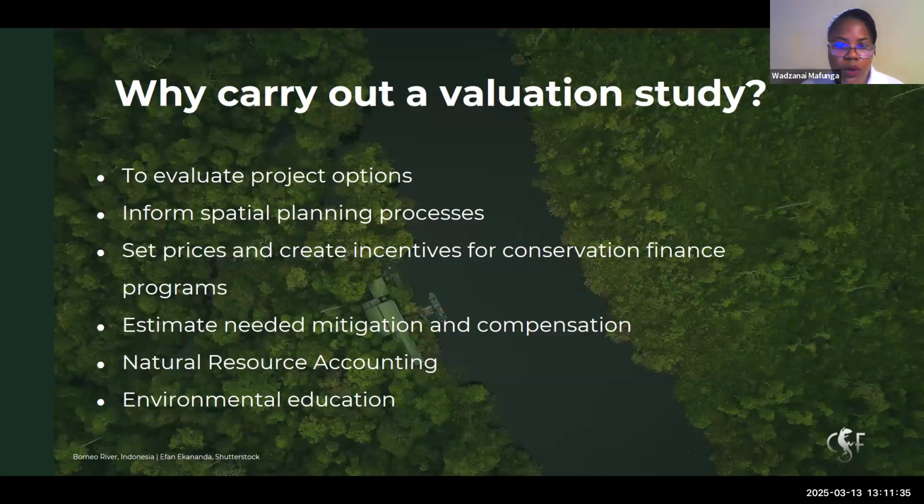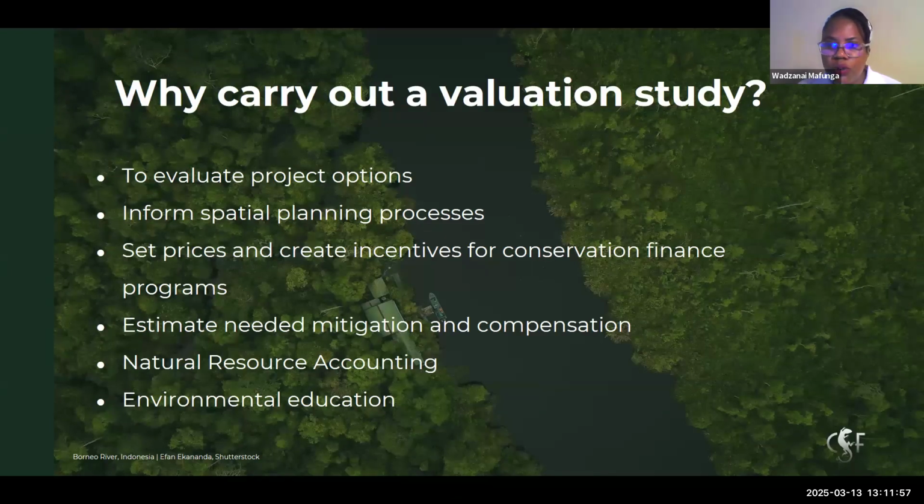And then we also use it to set prices and create incentives for conservation finance programs. So we are asking the question, what should payment be in a government incentive program for watershed protection maybe, or carbon sequestration? After doing valuation, the results of that study can inform such decisions.